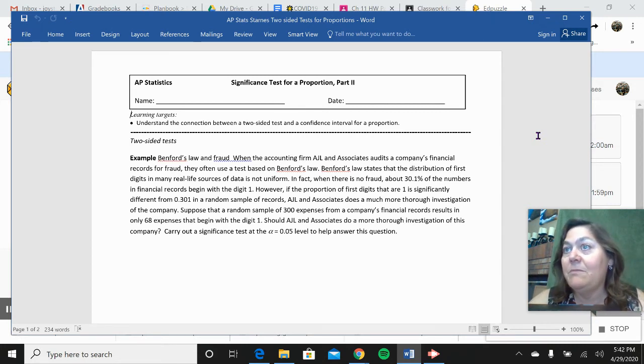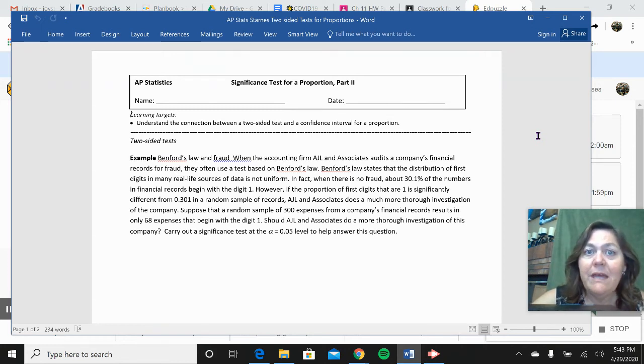then we know that there could be fraud. Okay. So suppose, the writing here seems all weird, sorry about that. Suppose that a random sample of 300 expenses from a company's financial records results in only 68 expenses that begin with the digit 1. Should this company do a more thorough investigation of the company for fraud? So carry out a significance test at the 0.05 level to help answer this question.